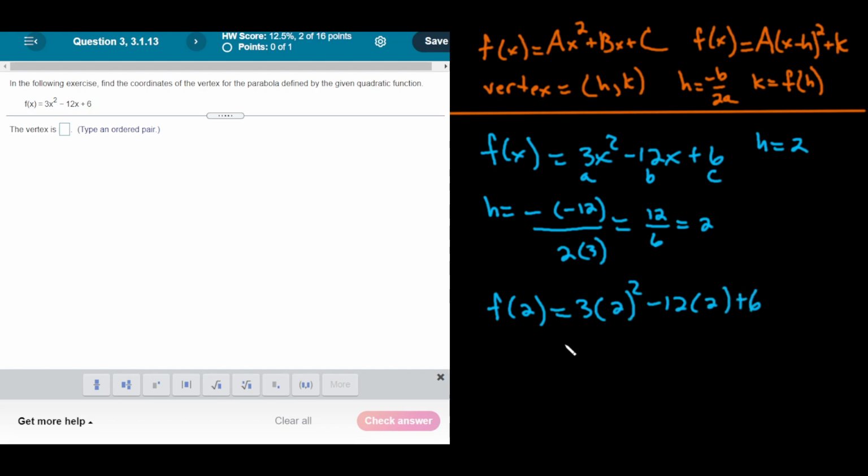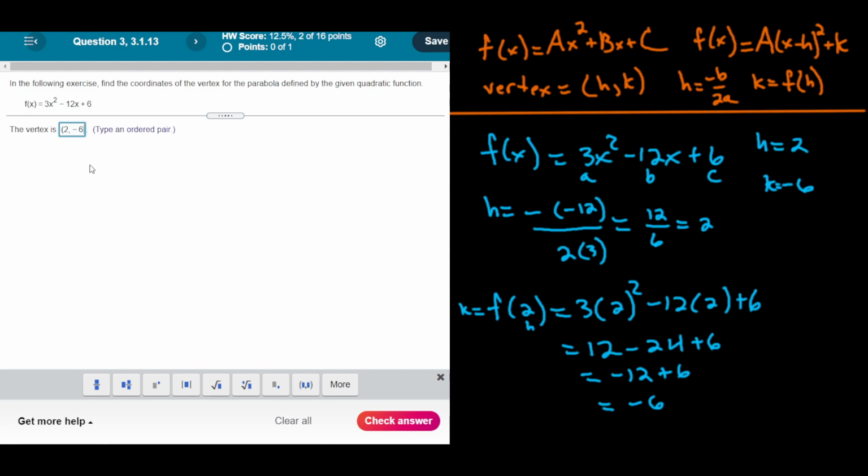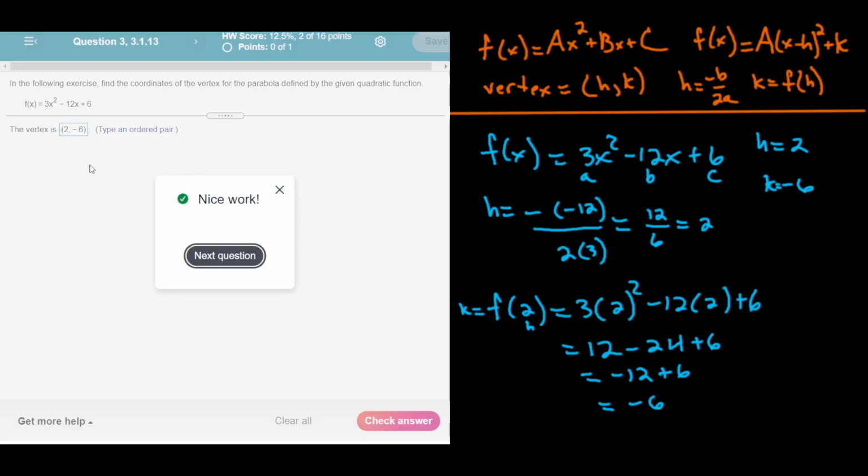So 2 squared is 4, 4 times 3 is 12. This is -24 plus 6. So this is -12 plus 6, which is -6. That is our k. So when we plug it in, we can say k is equal to plugging in the h. Remember, this is technically an h. And we are done. So your k is -6. And that is the vertex. Let's see if that's all they wanted us to find. Your h comes first because it's x, and then your k is -6. Just like that. Nice work.